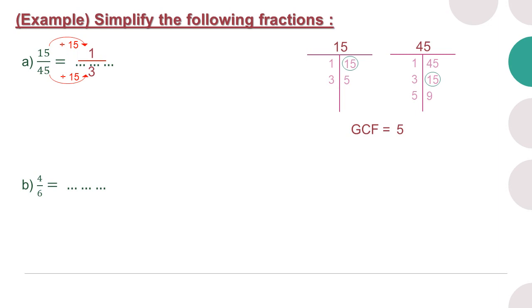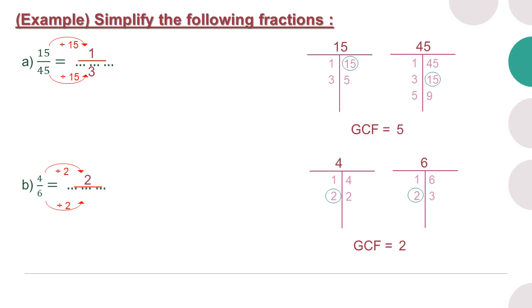In letter B, 4 over 6. Let's find the factors of 4 and 6. So here the t-chart: 4 means 1 times 4 and 2 times 2. 6 means 1 times 6 and 2 times 3. So the greatest common factor here is 2. Now let's divide by 2 for both numerator and denominator. So 4 over 6, 4 divided by 2 will be 2, and 6 divided by 2 will be 3. So here is the simplest form. So 4 over 6 equals 2 over 3.